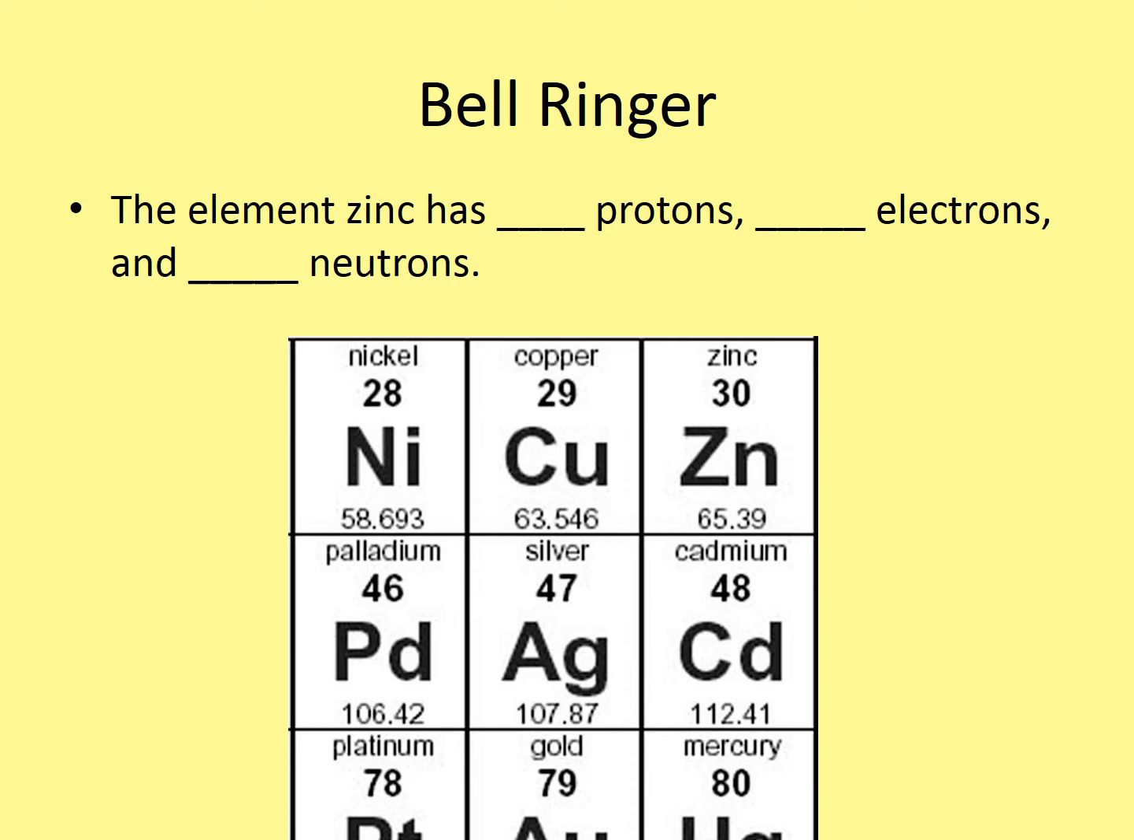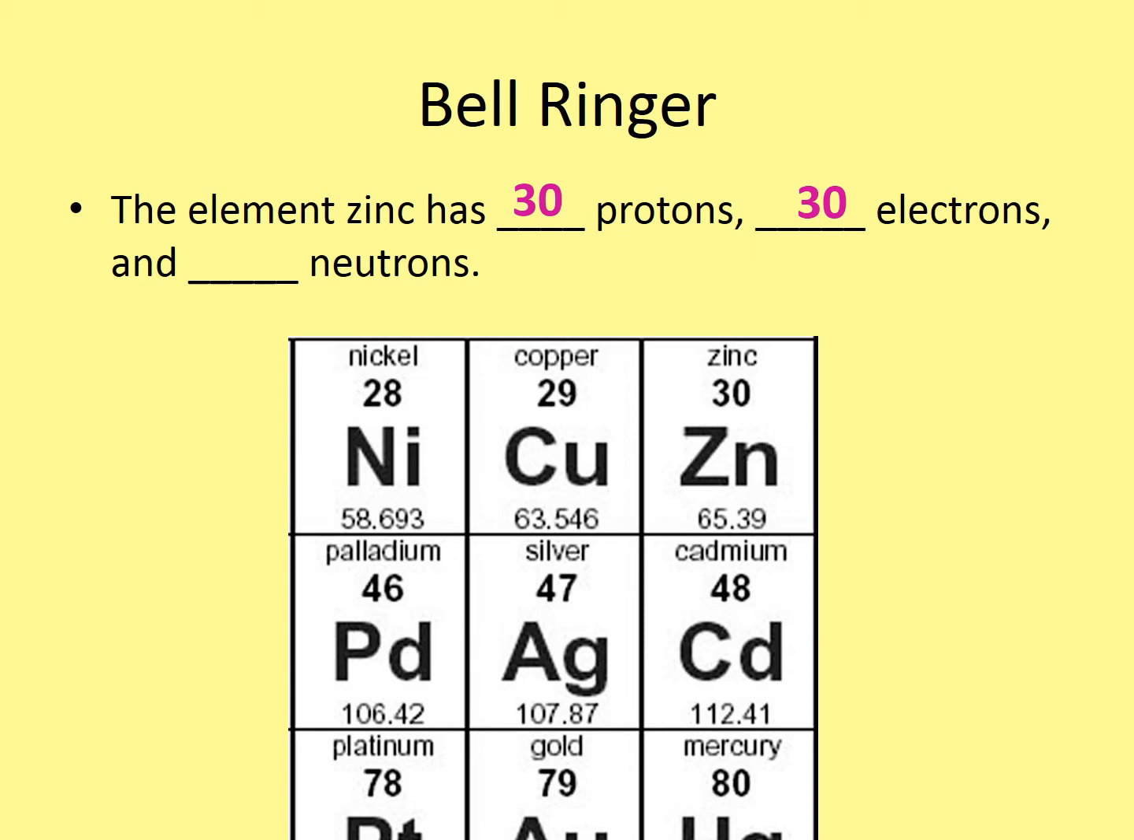So find the element zinc. How many protons would it have? Well, it's going to have 30 because that's the atomic number. How many electrons is it going to have? Well, that's also going to be 30 because remember, for every positive proton, there's a negative electron canceling it out. Then we need to figure out neutrons. That's where we're doing subtraction.